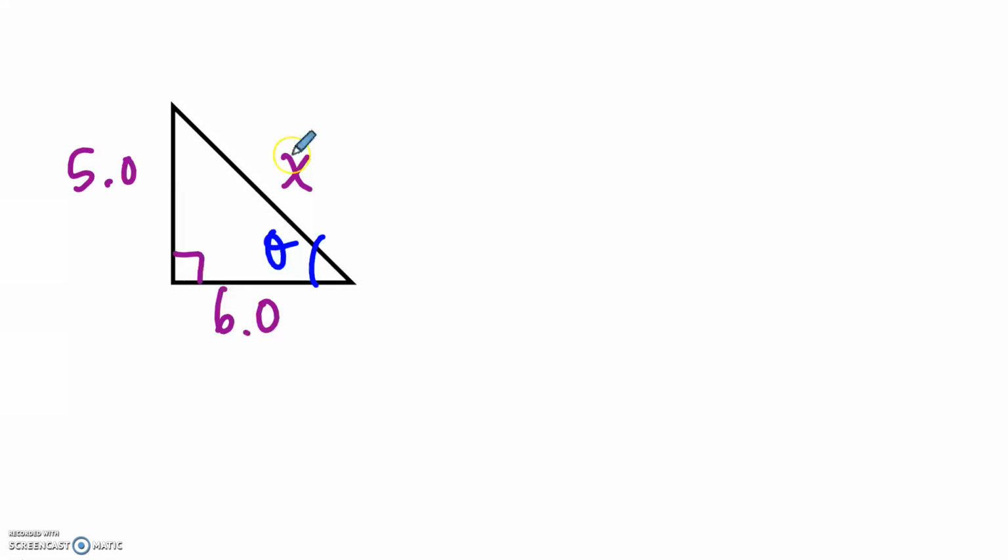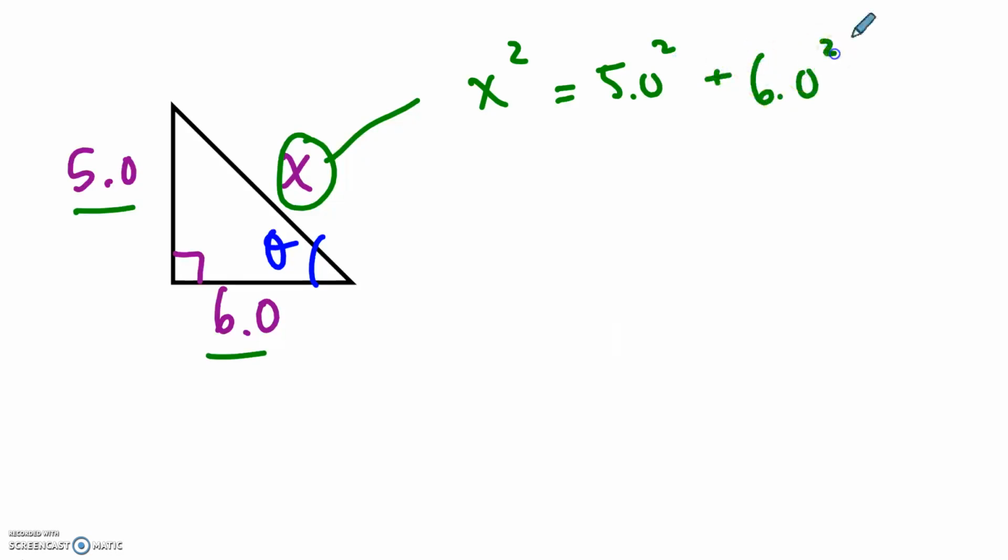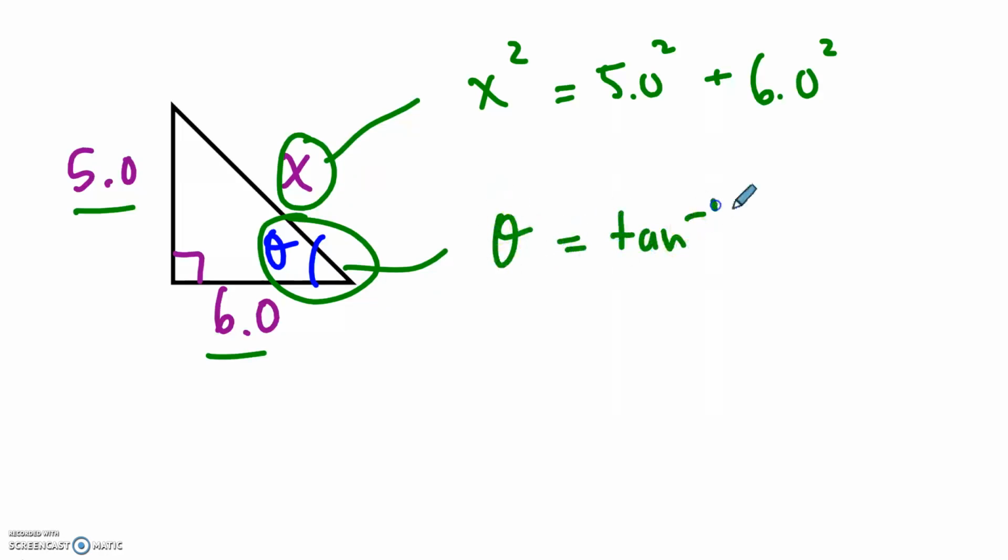So what have we learned? We've learned that you can find the hypotenuse from the 2 legs using the Pythagorean theorem, and you can find the angle, which we're calling theta, using the inverse tangent of opposite over adjacent.